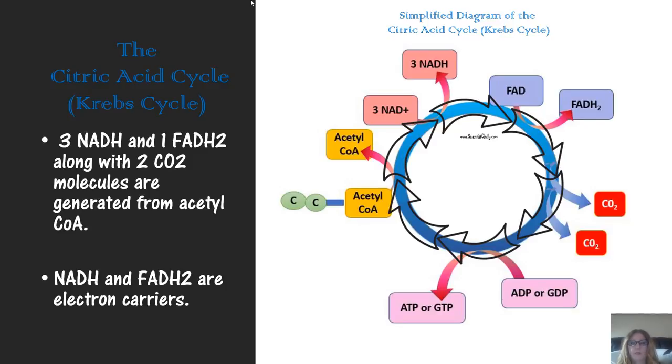All right. So if I have one acetyl-CoA going in here, and just remember that this acetyl-CoA actually keeps getting regenerated during this process. Okay. So with one acetyl-CoA, I generate three NADH, which are electron carriers. I generate one FADH2, which is another electron carrier. I'm going to generate carbon dioxide, and then I'm going to generate an ATP or GTP. And GTP, just so you know, it does the same job as ATP, but for our sake, we can just go ahead and stick to ATP.